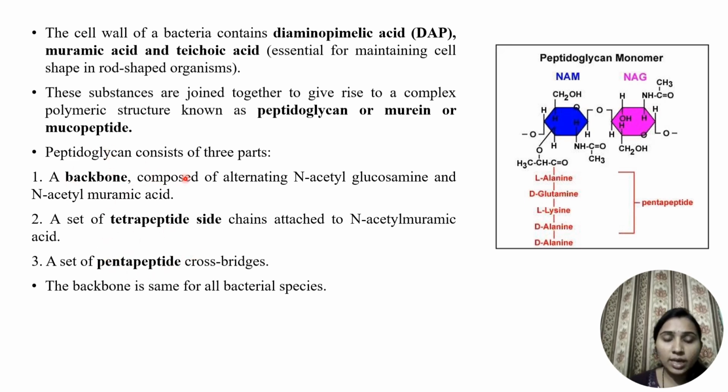The backbone is composed of two sugars. First is the NAG, that is N-acetyl glucosamine, and second is the N-acetyl muramic acid. The tetrapeptide side chains are attached to the N-acetyl muramic acid, and the pentapeptide cross bridges are present. This backbone structure is the same for all bacterial species. Here you can see the peptidoglycan monomer. This is the structure of the NAM, N-acetylmuramic acid, and NAG, N-acetyl glucosamine. And here you can see the amino acids present in the pentapeptide bridge.